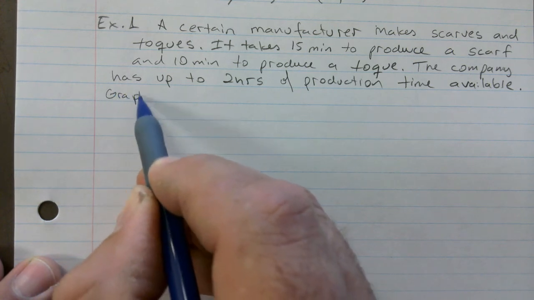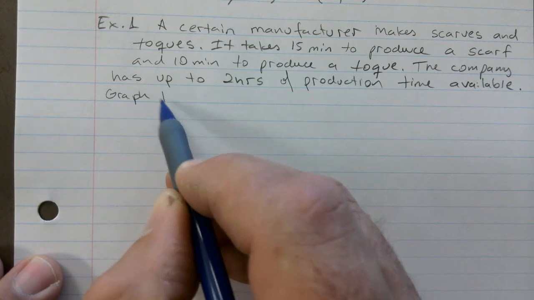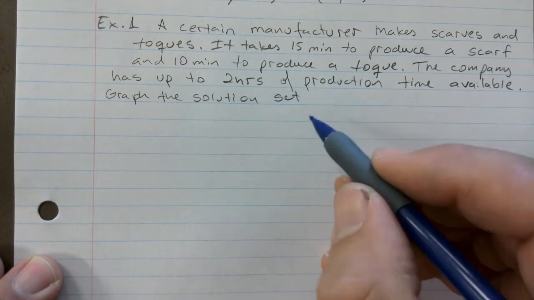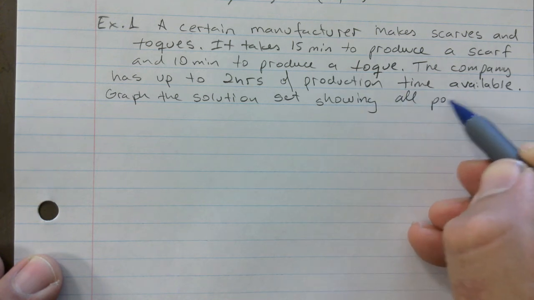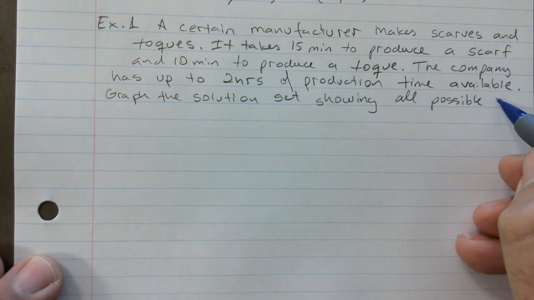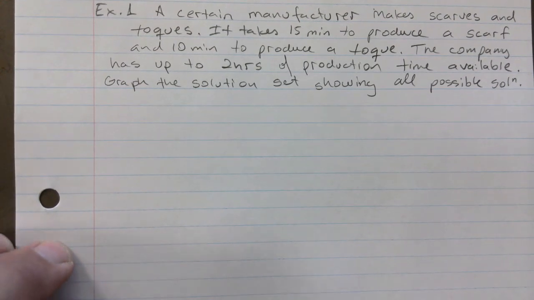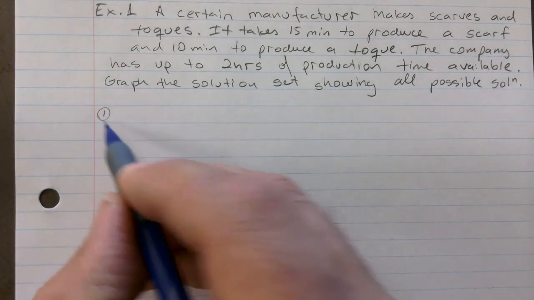Graph the solution set showing all possible solutions. It's just, I'm using fancy wording like the textbook will. It's basically just create a graph which shows all the shading and everything like that. Okay? So I'm basically going to walk you through the steps here.